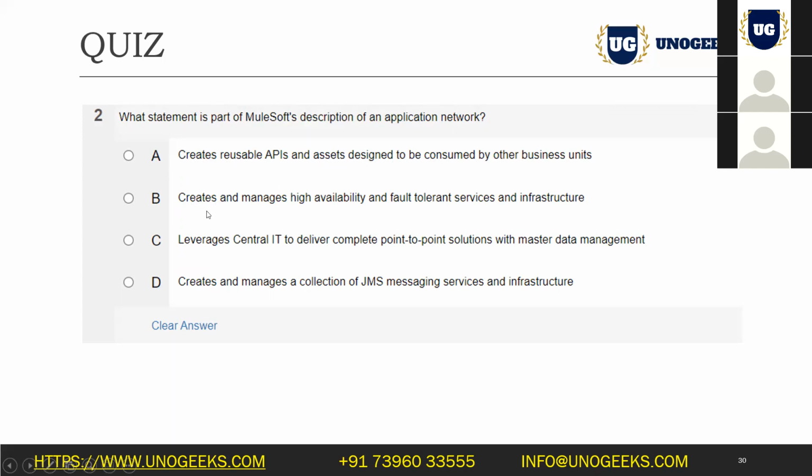The second, B, states creates and manages high availability and fault tolerance. So this is not what the MuleSoft description of application network is. Leverages central IT to deliver complete point-to-point solutions with master data management. So no, point-to-point was the previous approach. MuleSoft has changed this approach. So this is also not the answer. The fourth one is creates and manages a collection of JMS messaging service and infrastructure. This is also not what it is doing. So the correct answer is create reusable APIs and assets designed to be consumed by other business units.